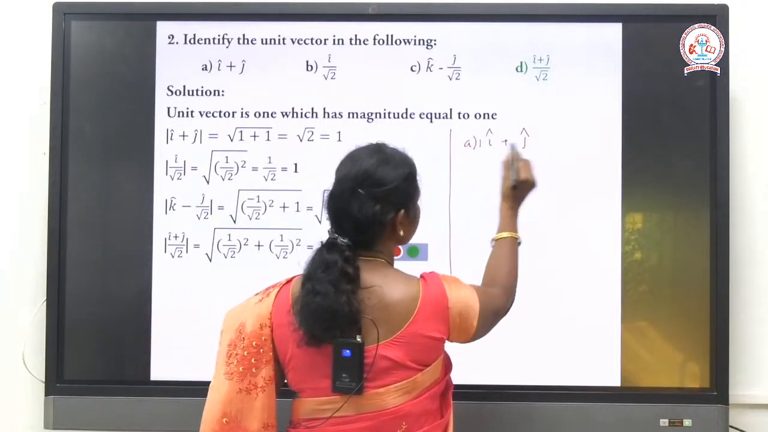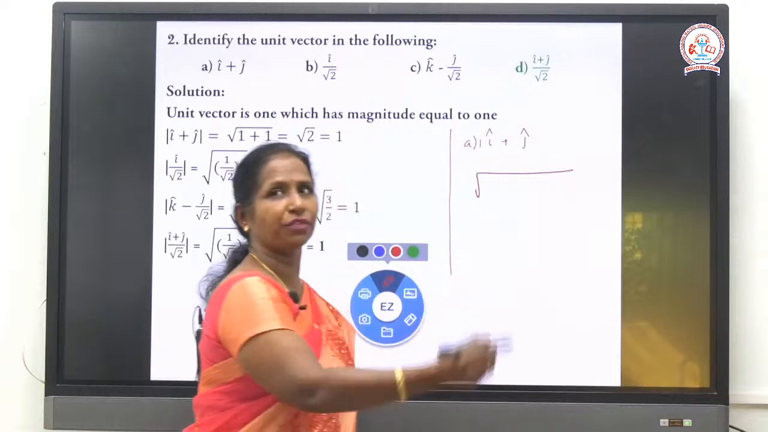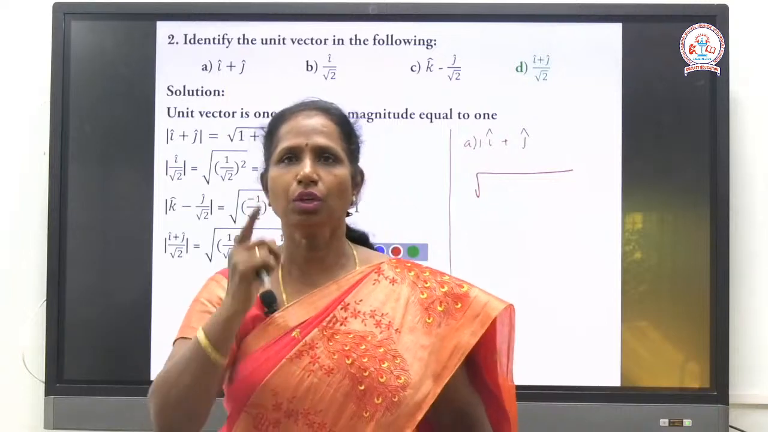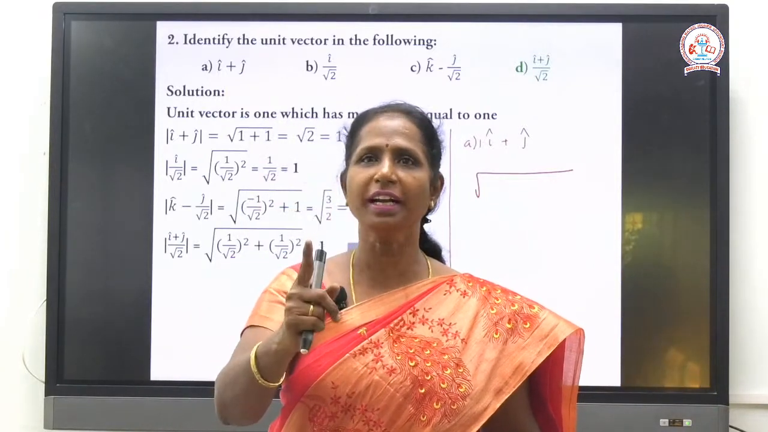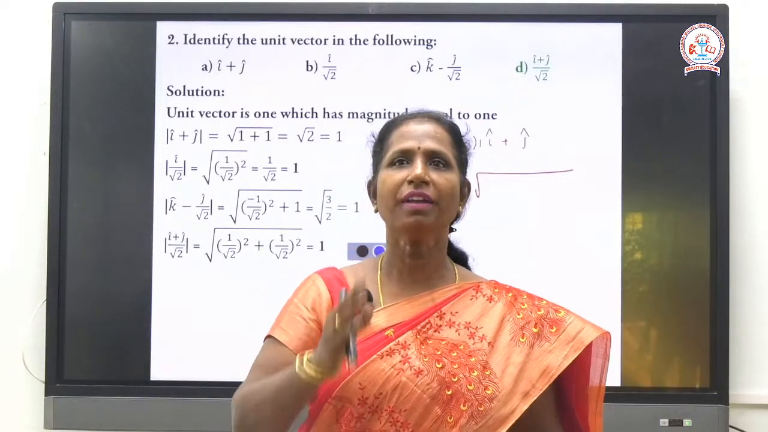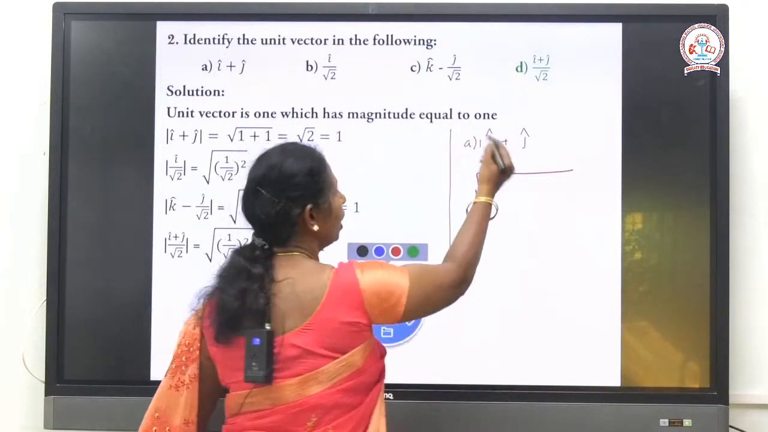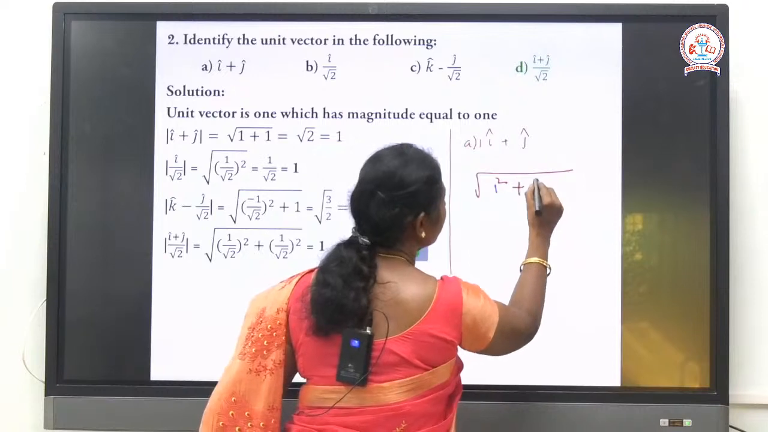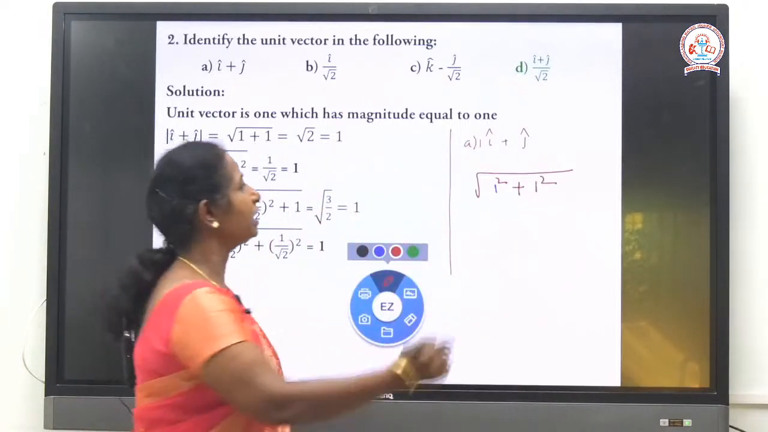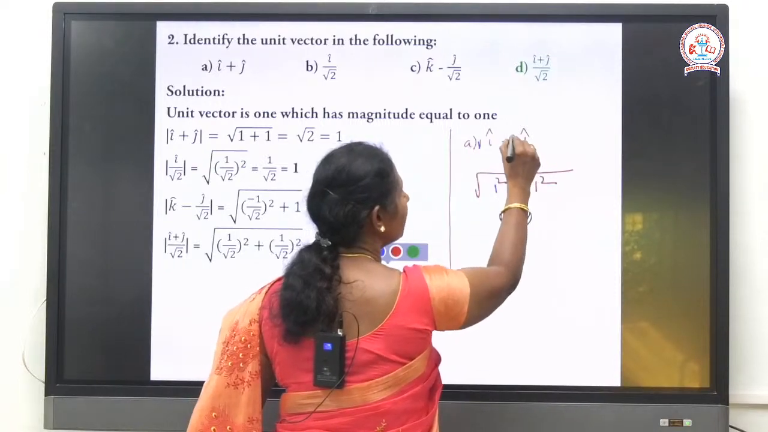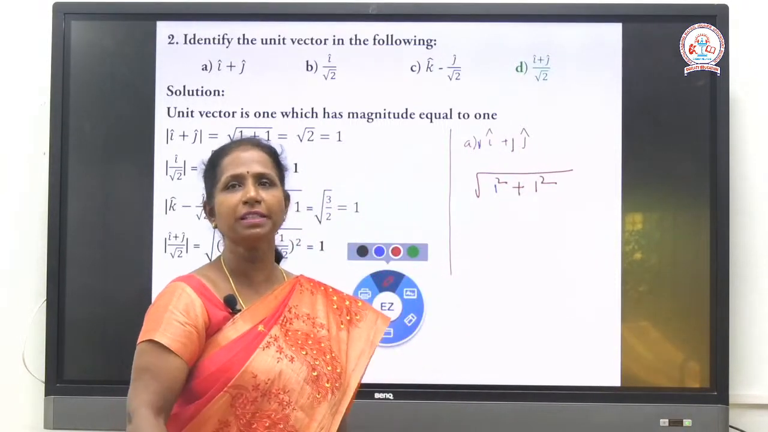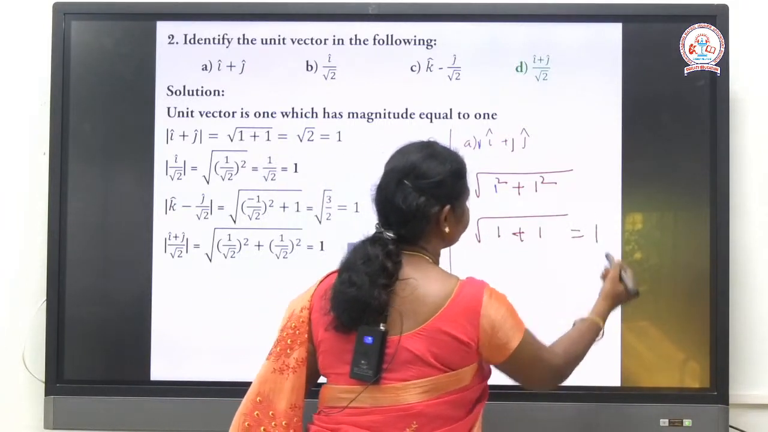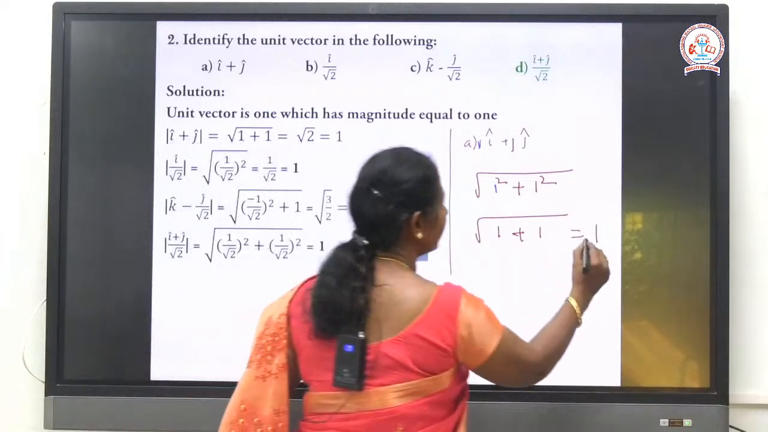A unit vector is nothing but a vector which has magnitude as unity. If the magnitude of that vector is unity, then we call it a unit vector. So we have to calculate the magnitude. How to calculate magnitude? It is the square root of the component of i squared plus the component of j squared. The component of i cap is 1 and the component of j cap is 1. Therefore, square root of 1 squared plus 1 squared, which is root of 1 plus 1, so sorry, that is root of 2.